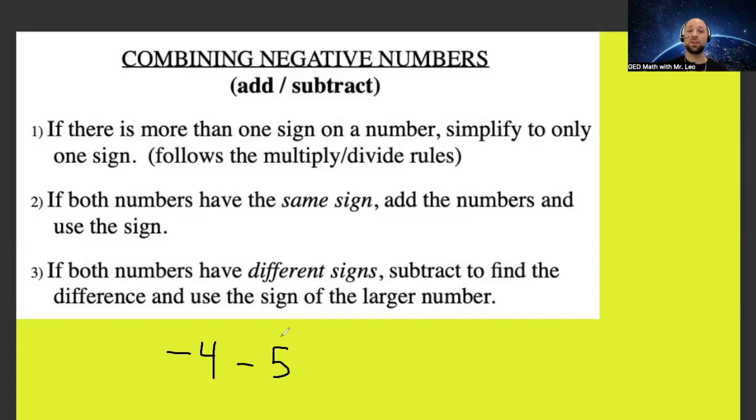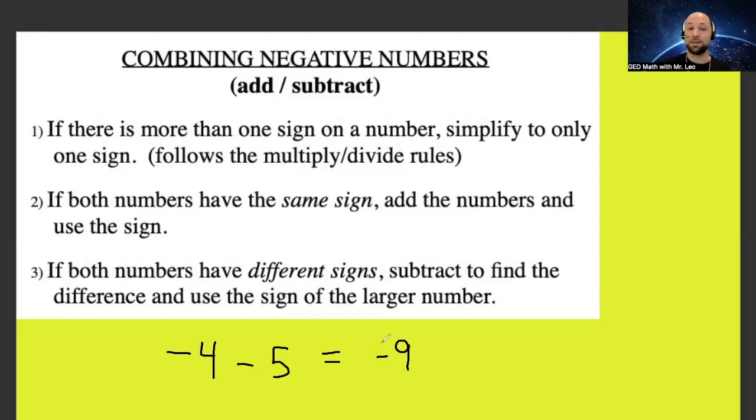Now look at step 2. If both numbers have the same sign, add the numbers and use the sign. Do they have the same sign? Yes, they do. They both have a minus sign. Therefore, we are going to add the numbers. 4 plus 5 is 9, and use the sign. This is the final answer. -4 take away 5 is -9. If you're combining -4 with -5, you get -9. This is as if you spent $4 and you spent $5, so altogether you spent $9.